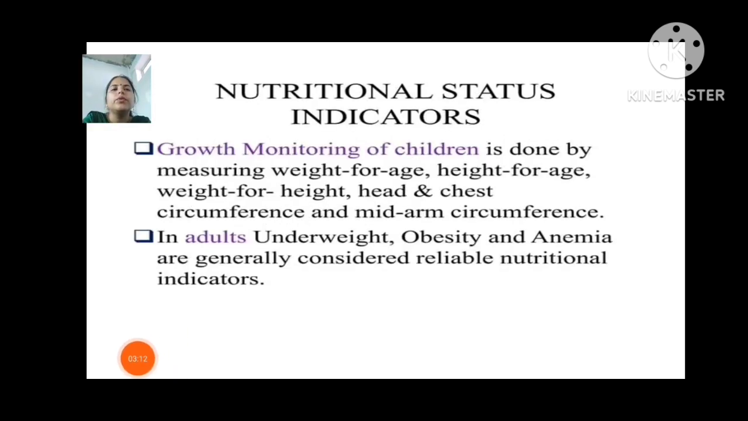Next is the nutritional status indicator. Growth monitoring of children is done by measuring weight for age, height for age, and weight for height, head and chest circumferences and mid-arm circumference. In adults, underweight, obesity and anemia are generally considered the reliable nutritional indicators.